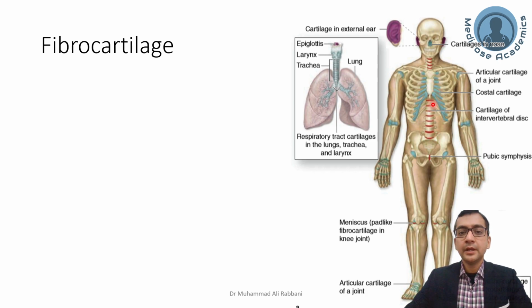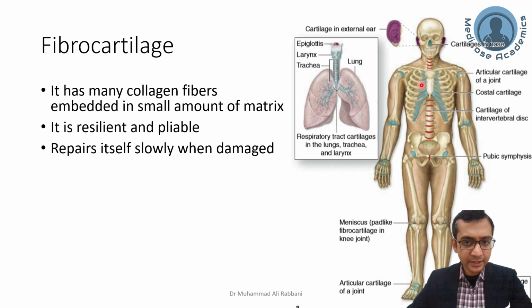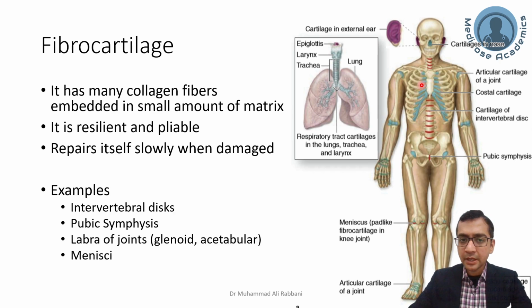Fibrocartilage is shown in red here. It is somewhat between a dense connective tissue and cartilage. It has a lot of collagen fibers among them, and a small amount of matrix. It is more resilient and can sustain stretch because it has a lot of fibers. It allows blood vessels to pass through it, so it has a better ability than the others to repair itself when damaged. Usually it is present in midline joints, like the intervertebral disc, which is a very good example. The joint between the two pubic bones is another example.